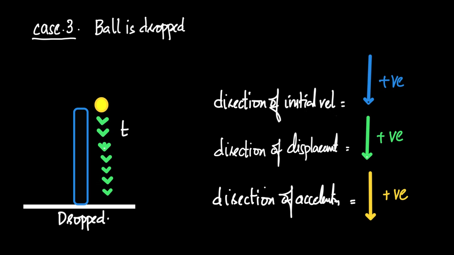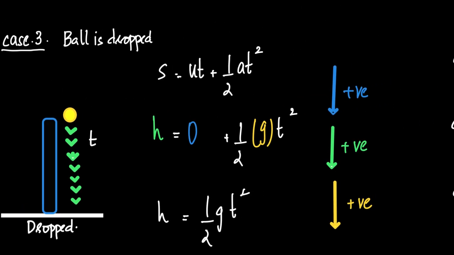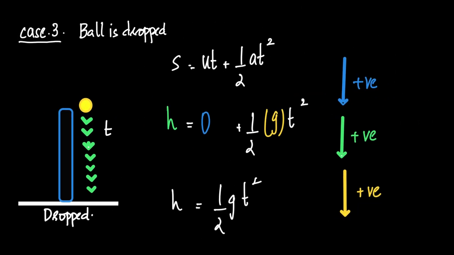So let me just mark that for you. The direction of displacement is along the direction of initial velocity, and the direction of acceleration is also along the direction of initial velocity, and therefore all three of them are positive. And if all three of them are positive, the second equation of motion, S is equal to ut plus half at square, transforms to h is equal to u t plus half g t square, where u is 0. Why? Because the ball is dropped. So this becomes h is equal to 0 plus half g t square, or in other words, h is equal to half g t square.